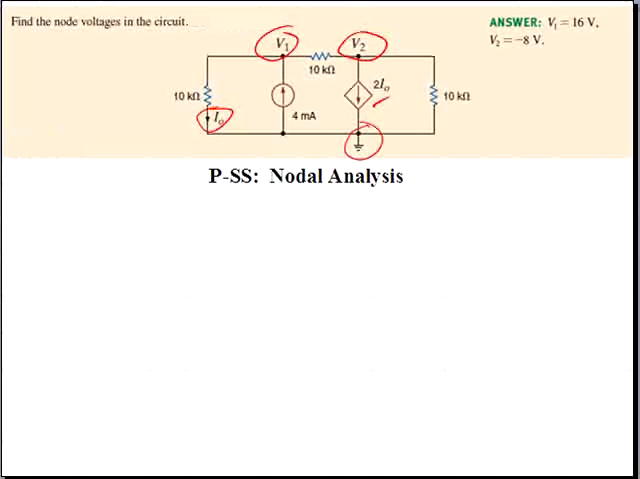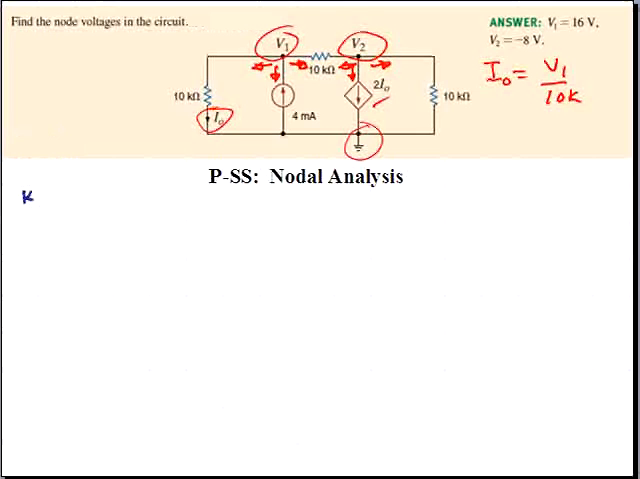So our auxiliary equation for I sub O will be V1 divided by the 10K. In order to proceed with the nodal analysis, we'll want to sum currents at each of the two node voltage nodes using Kirchhoff's current law. So we'll indicate those currents as flowing away from the node and proceed with our KCL approach.